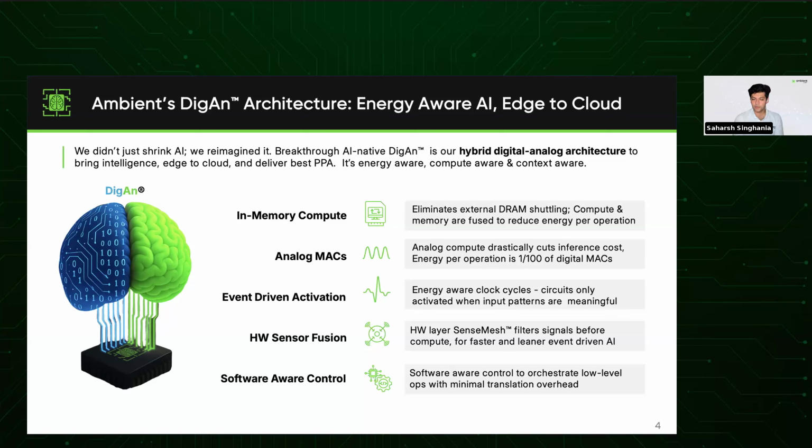The MACs, or the multiply accumulates, the fundamental operations behind AI computing and neural networks, happen in the analog domain, which by definition of physics is a lot more power efficient than digital MACs can be. And there are several other SoC level IPs that we've invented, whether those are in event-driven activations, sensor fusion on chip rather than being done in software, and a completely new software stack to eliminate users having to relearn or redevelop their AI workflows that they're already used to.